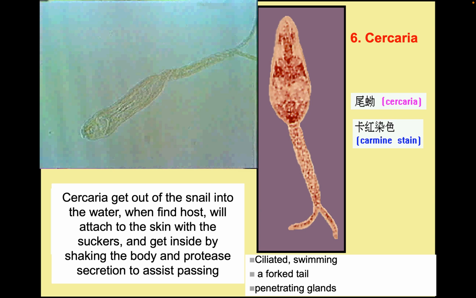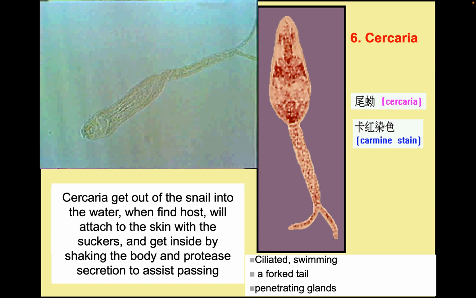And the next stage is the cercaria. The cercaria is the stage when they get out of the freshwater snail and into the water, where they are free swimming, and they can sense the light and sense the temperature, because in the water the temperature is low. Later, when people are walking or swimming in the water, they will get inside, and you can see it has a tail.